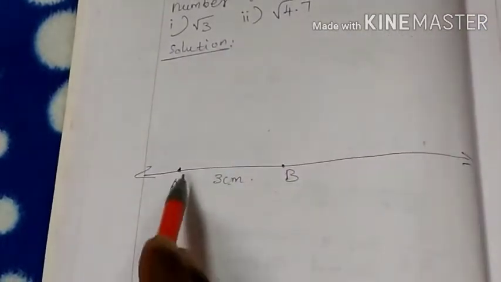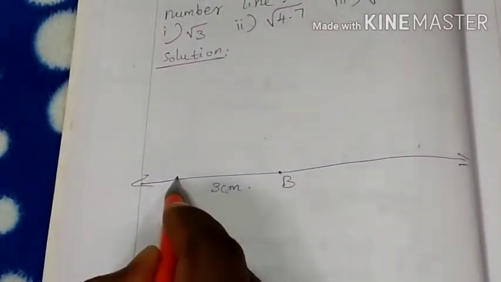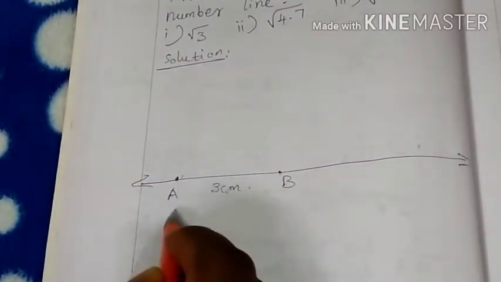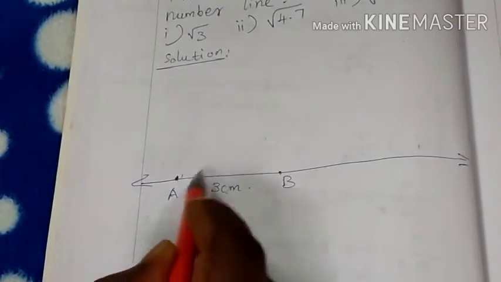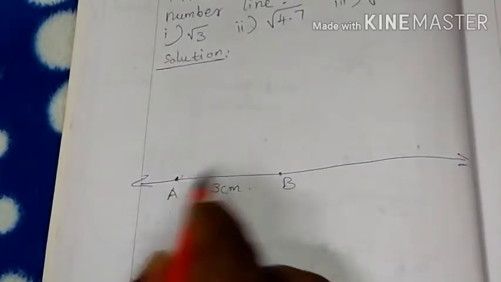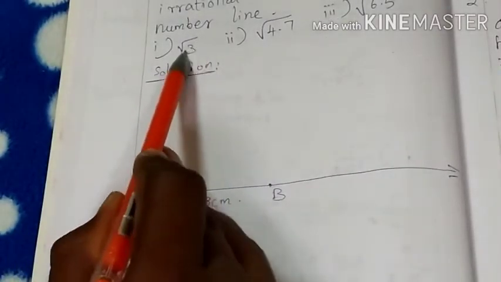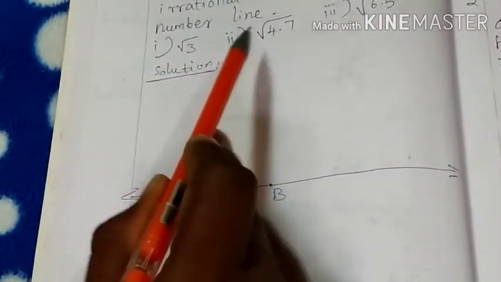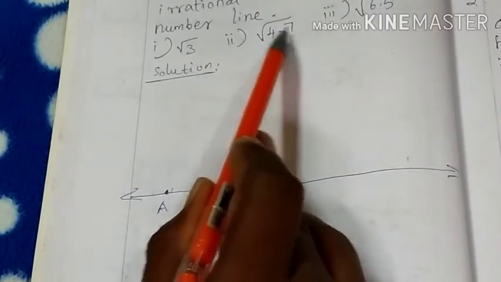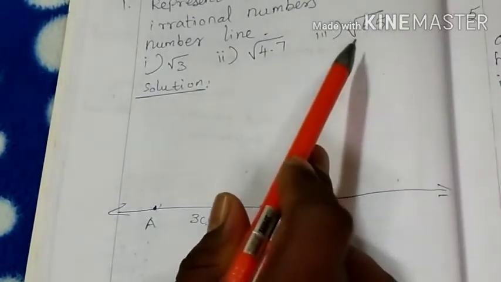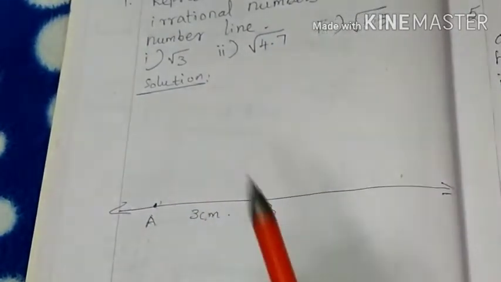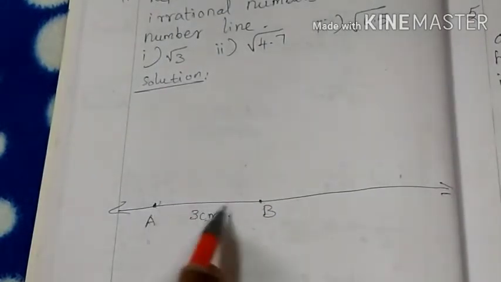Okay, first draw a line and mark a point A on it. Then mark a point B. AB is equal to 3 centimeters, because the first question only considers the square root of 3. The next questions are AB value 4.7 and AB value 6.5. That's all. Using the ruler, using the scale, you mark AB as 3 centimeters.